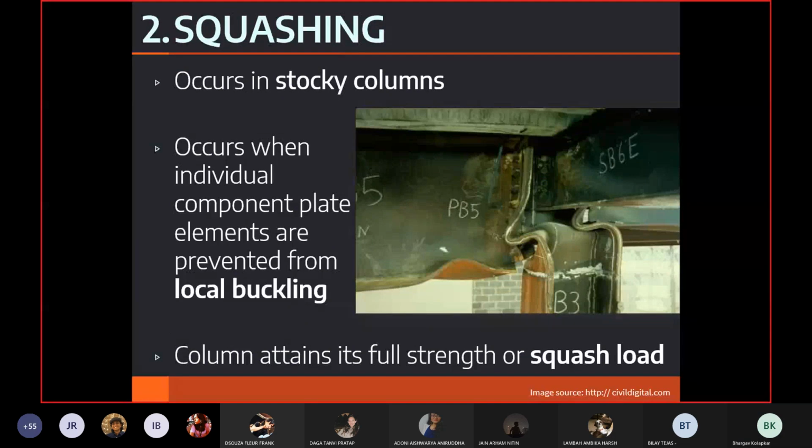Okay. Now, just like we have gross section yielding in tension members, in which the entire section experiences yield stress, but that yield stress is under tension. Similarly, in compression members as well, the entire section might experience yield stress, but in compression. And this phenomenon is called squashing.